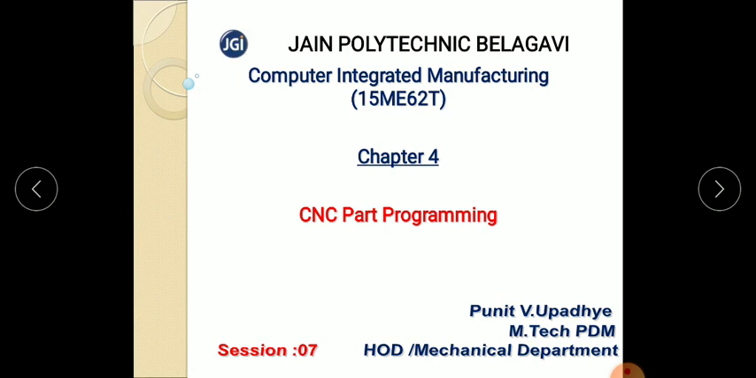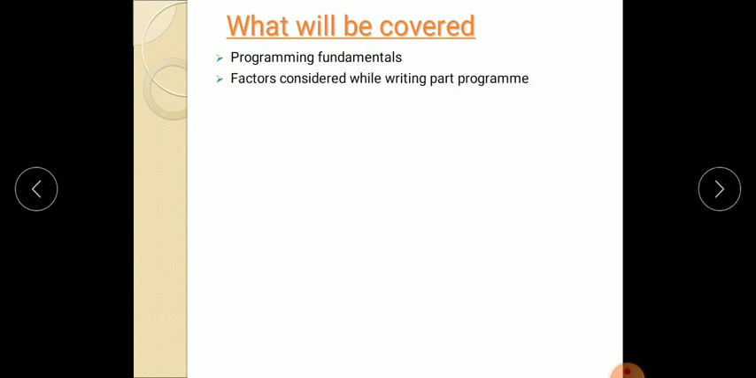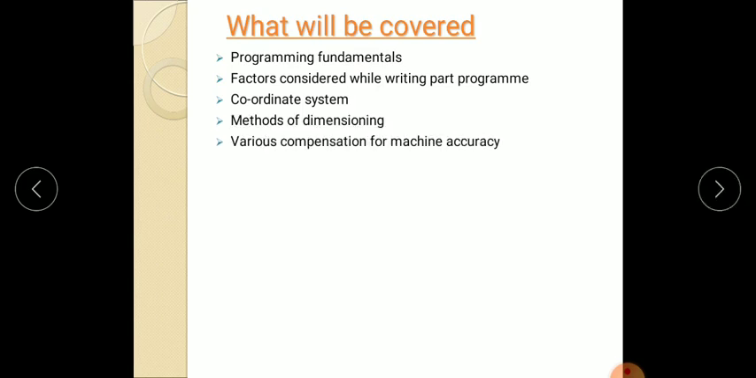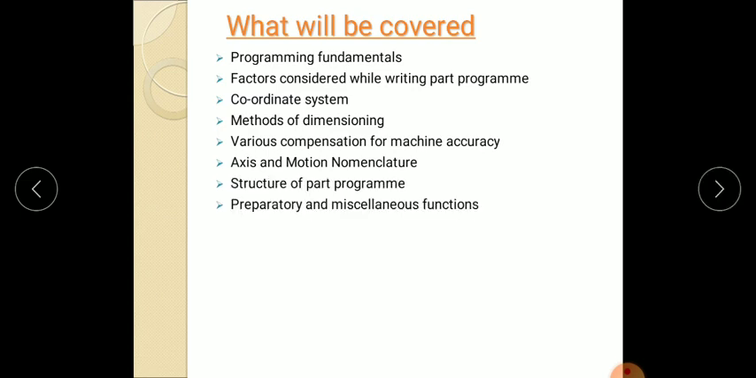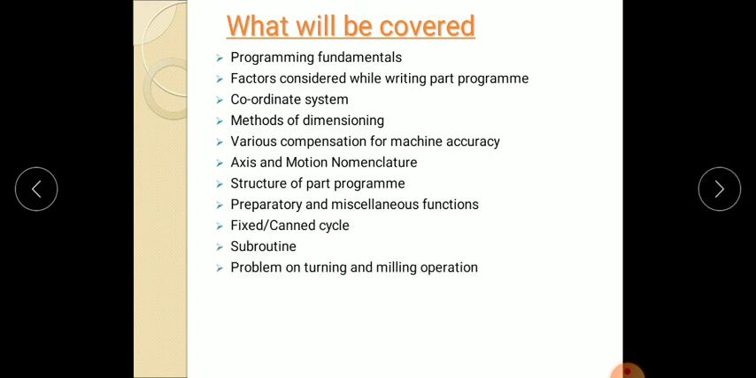So in this session, that is session 7, we are going to begin a new chapter on CNC part programming. What will be covered in this session? The programming fundamentals, factors considered while writing a part program, coordinate system, methods of dimensioning, various compensation for machine accuracy, axis and motion nomenclature, structure of a part program, preparatory and miscellaneous functions, then fixed cycle, subroutine, programs on turning and milling operations, then most likely questions for the examination.